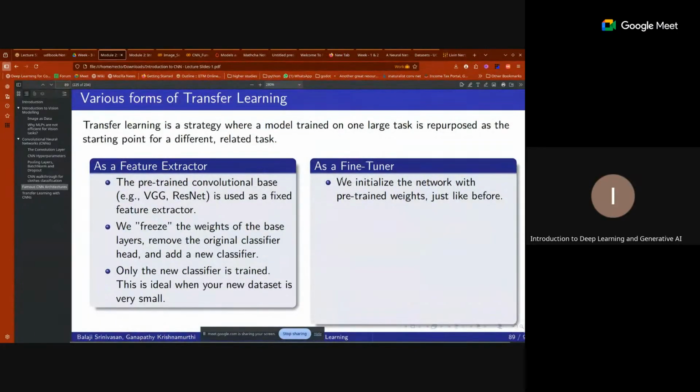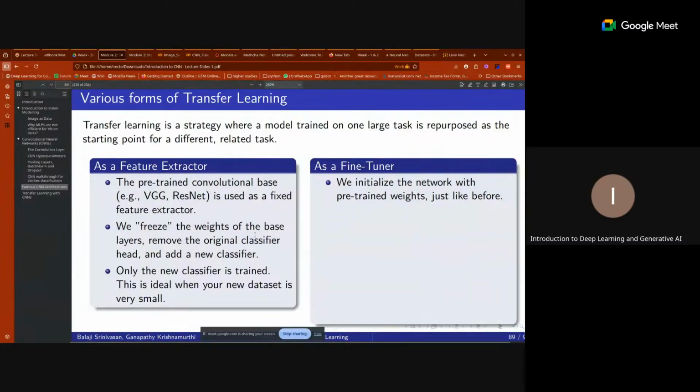Then as a feature extractor, the idea is freezing weights. The layers whose weights are frozen act as a feature extractor. So in this model, we are freezing some weights and training the remaining. The feature extractor acts as some kind of fixed mathematical function which gives you certain features, and you train a whole new neural network on top of it.